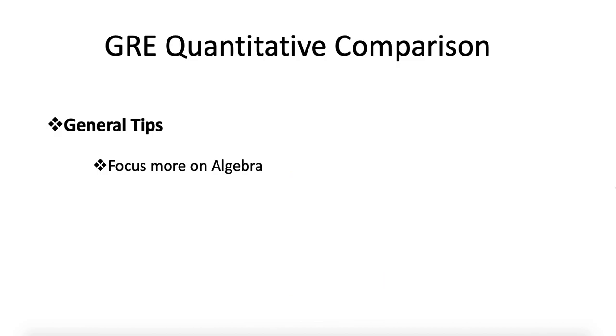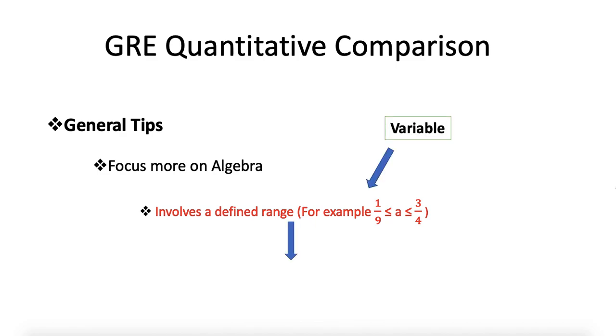The next one is pretty common: we are given the variable with a predefined range. Just like in this case, A is greater than or equal to 1 over 9 and less than or equal to 3 over 4. So we have the predefined range for the variable. In this scenario, it is better to test the boundaries, the extreme values, instead of using the middle value. Try to test the boundaries first. That will capture most of the cases.